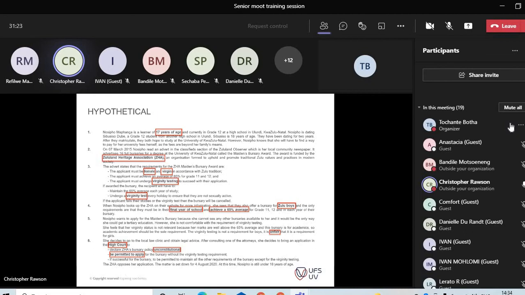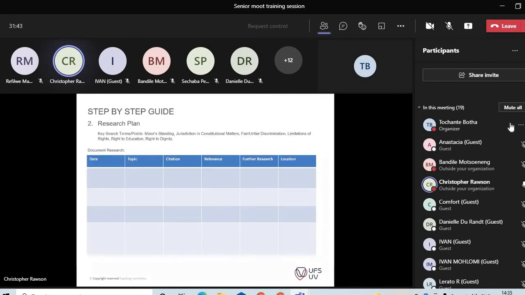We know that this matter has to go to the High Court. So we've specifically identified that we are going to the High Court. We know we need to follow the rules of the High Court. And we know that at the end of the day, what we want is, A, to declare the policy unconstitutional, and two, to have our client accepted to the bursary without having to undergo the virginity testing requirement. All right, so here we move into our research plan.